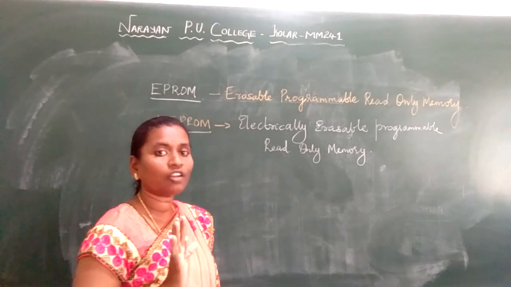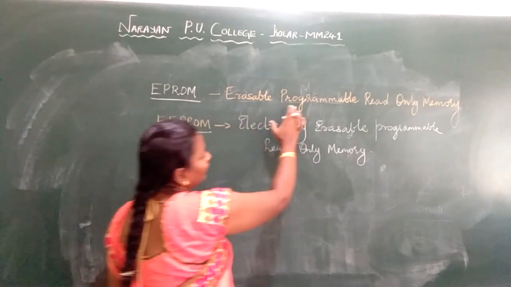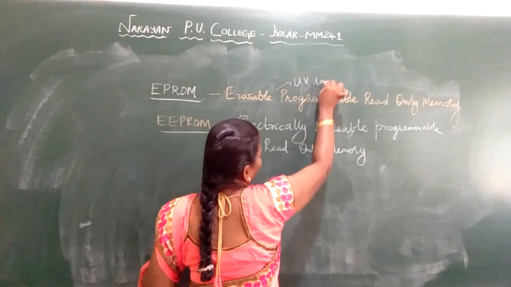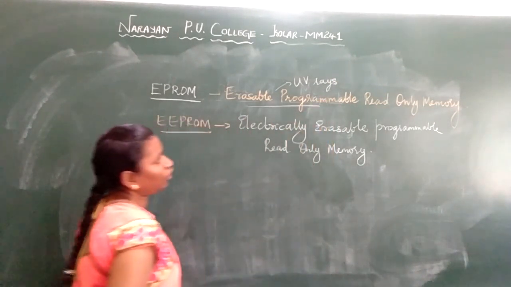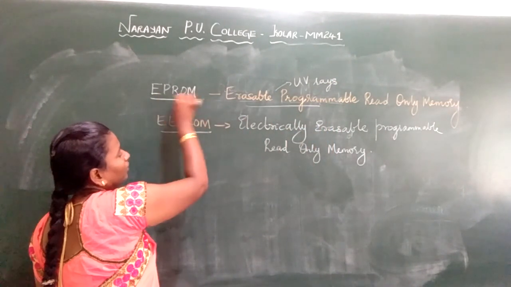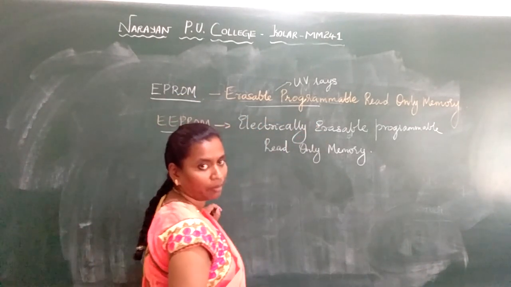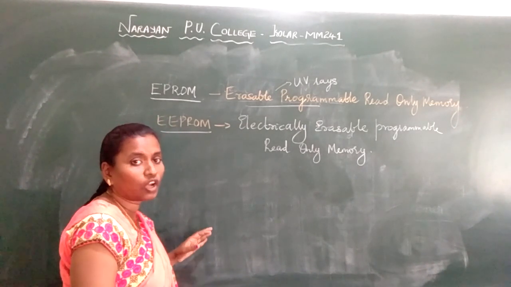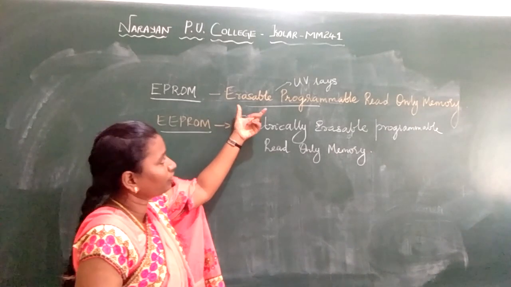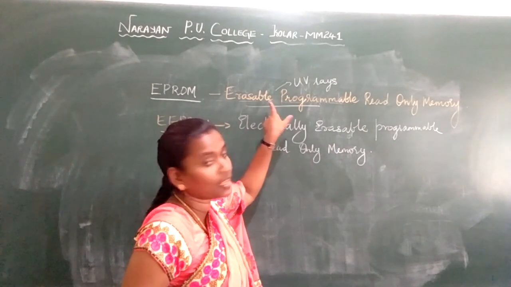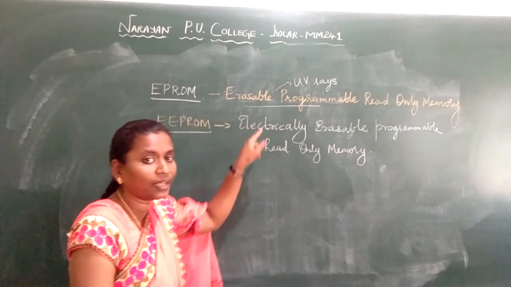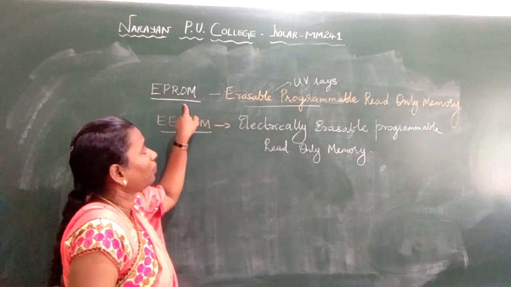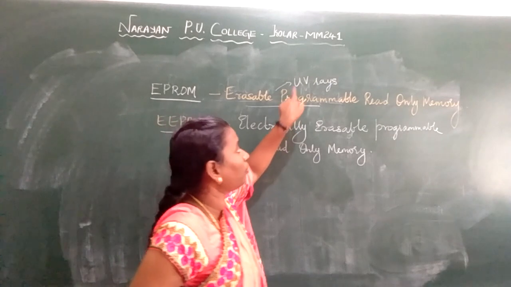The content in the PROM cannot be erased, whereas in EPROM, the content can be erased with the help of UV rays, ultraviolet rays. So we call it EPROM, Erasable Programmable Read-Only Memory. It is faster than your PROM. Once the chip has been burned, the content in the EPROM can be erased with the help of UV rays, and again you can reburn the chip.